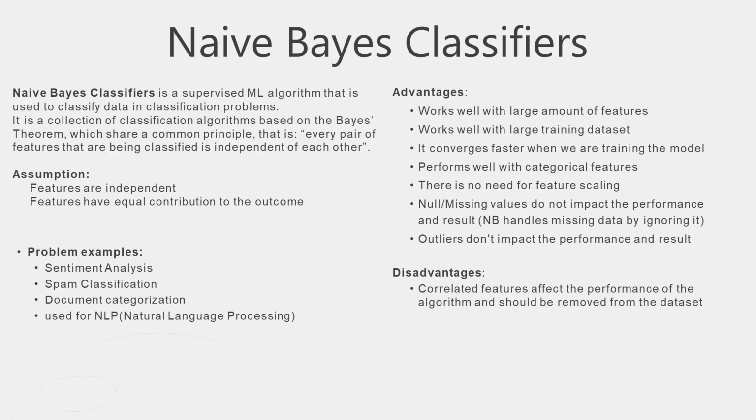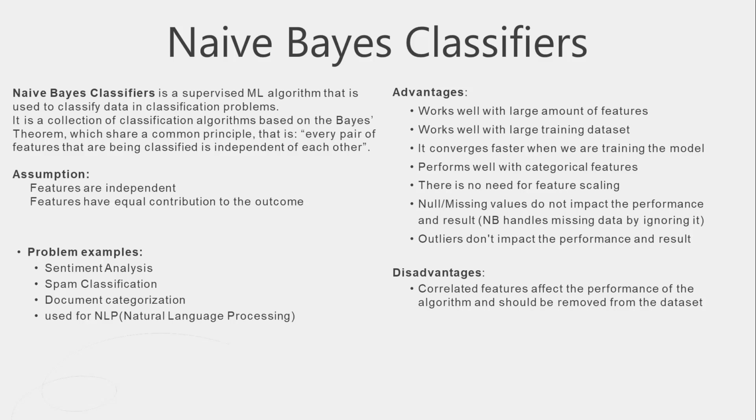Naive Bayes classifiers is a supervised machine learning algorithm that is used in classification problems. It is a collection of classification algorithms based on the Bayes theorem, which share a common principle. That is, every pair of features that are being classified is independent of each other. When applying this algorithm, we have to keep in mind the following assumptions. All the features used to determine the class are independent, and the features have an equal contribution to the outcome.